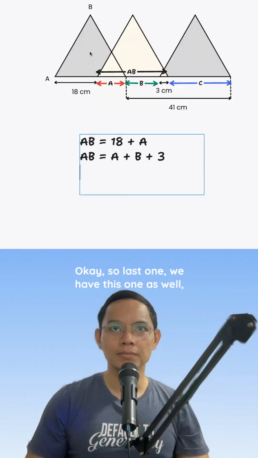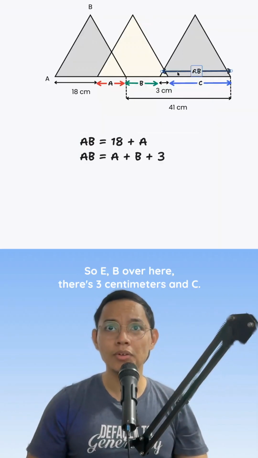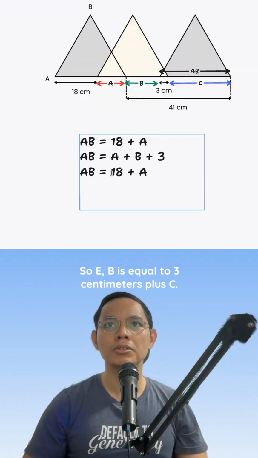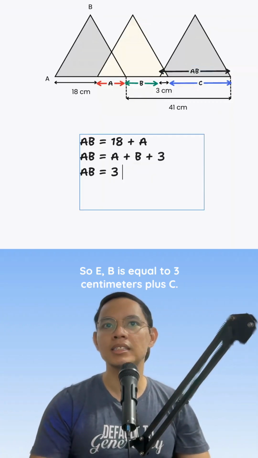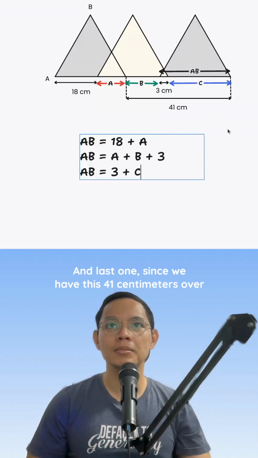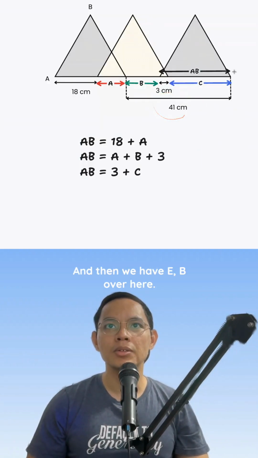Okay, so last one, we have this one as well, right? So you just write it down. AB over here, there's 3 centimeters and C. So write down again: AB is equal to 3 centimeters plus C. Okay, and last one, since we have this 41 centimeters over here, and then we have AB over here.